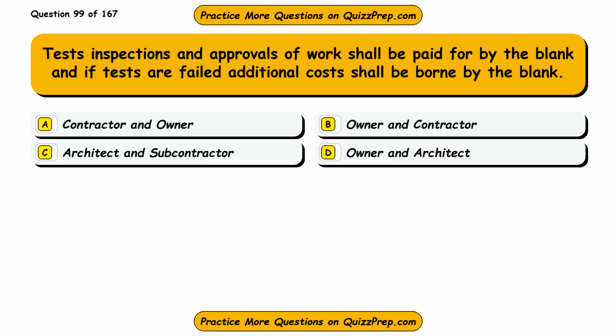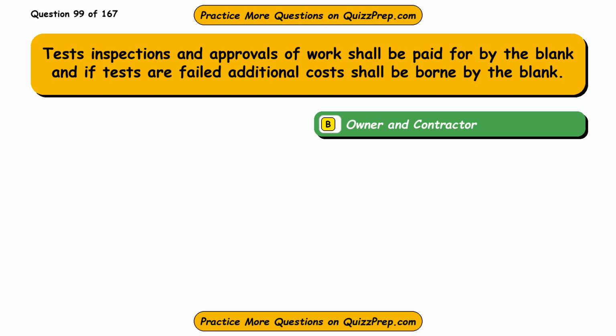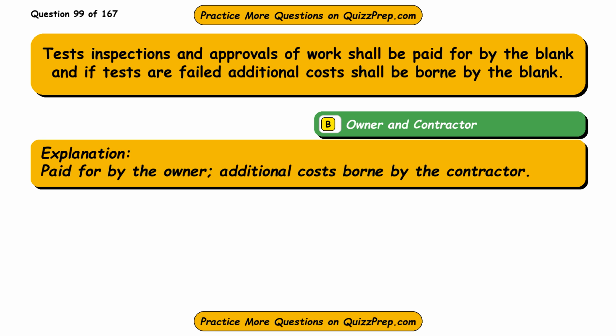Question 99. Tests, inspections and approvals of work shall be paid for by the blank, and if tests are failed, additional costs shall be borne by the blank. Option A, contractor and owner. Option B, owner and contractor. Option C, architect and subcontractor. Option D, owner and architect. The correct answer is option B, owner and contractor. Paid for by the owner, additional costs borne by the contractor.